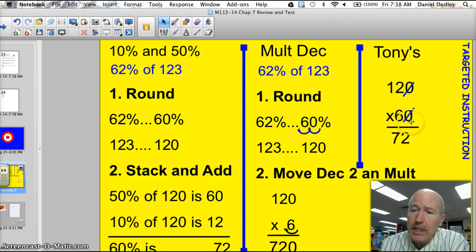And then he sets it up just like I did. 120 times 60. Except instead of moving the decimal 2 spots and dividing by 100, he's just crossing off zeros. Same thing. He gets down to a basic fact of 6 times 12. 6 times 12 is 72. I don't care which method you use. This is cool as long as you understand why you're crossing those zeros out. It's the same thing as moving it 2 spots.